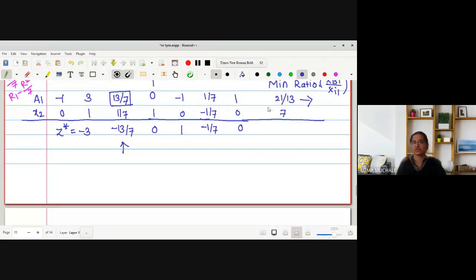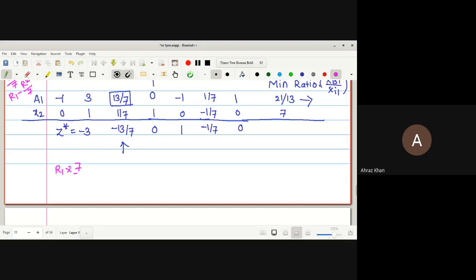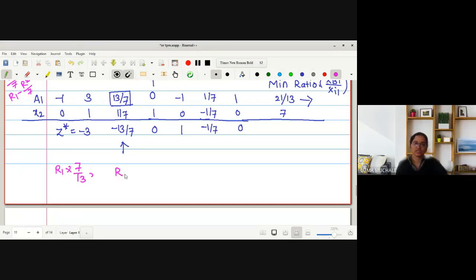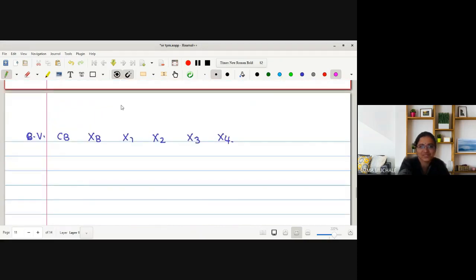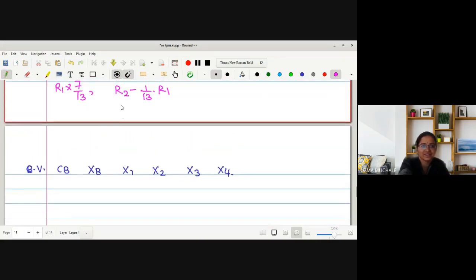Now, therefore, the row operations to be used are R1 into 7 by 13, and for second one R2 minus. For this entry we have to divide by 13, so that this will be 1 by 7 and we will subtract. So we will just divide by 13 to row 1, correct, and then it becomes 1 by 7 and we will subtract 1 by 7 from this 1 by 7, it will be 0. Now it is difficult for me to do the calculations because both the tables are not on the same page. I'll try.